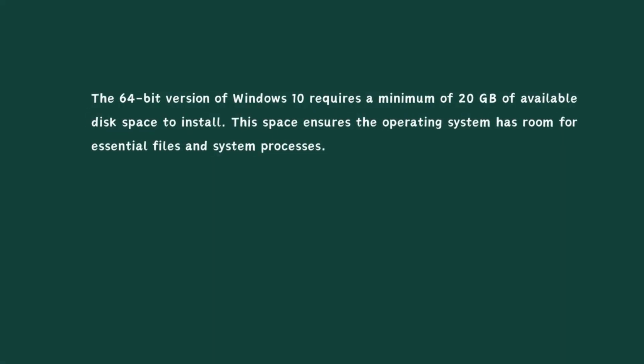The 64-bit version of Windows 10 requires a minimum of 20 GB of available disk space to install. This space ensures the operating system has room for essential files and system processes.